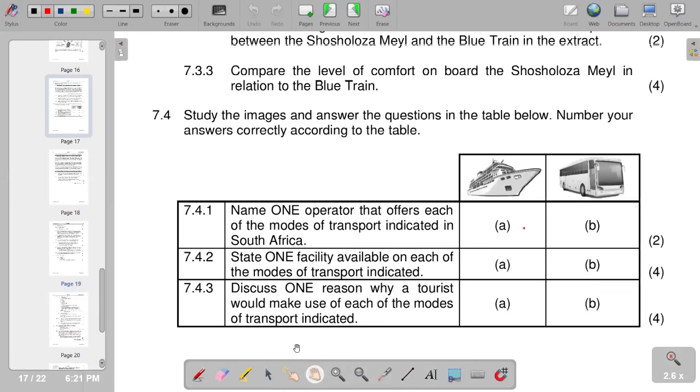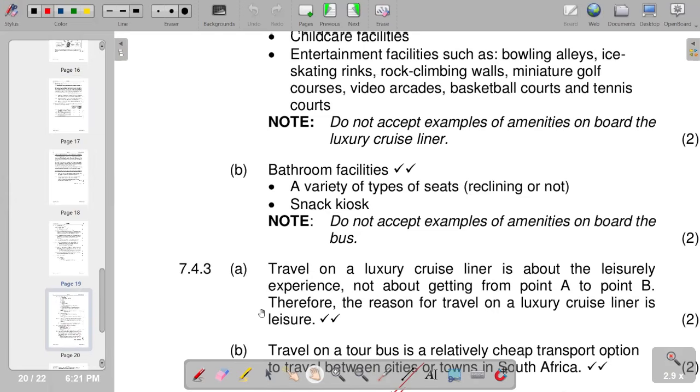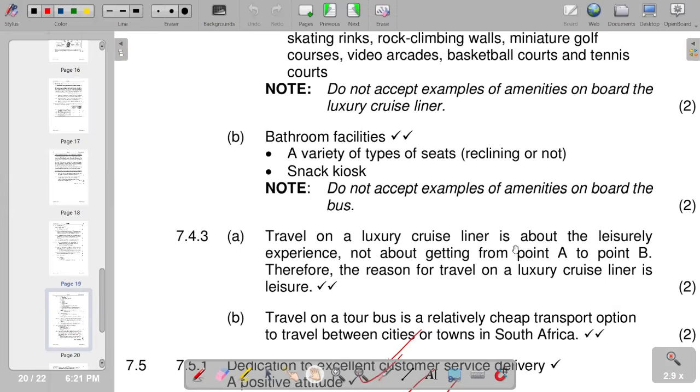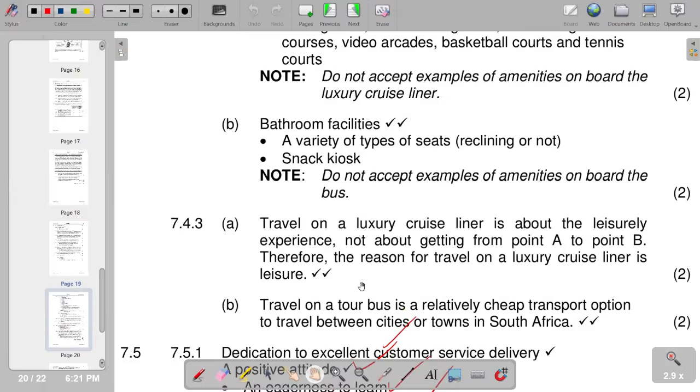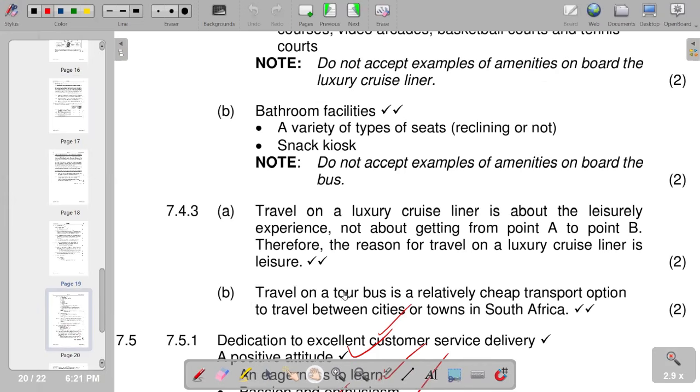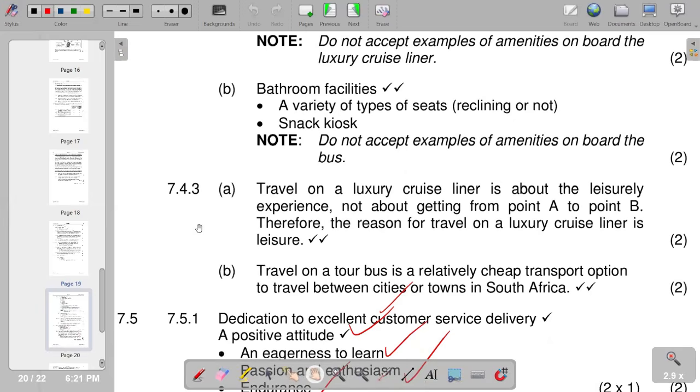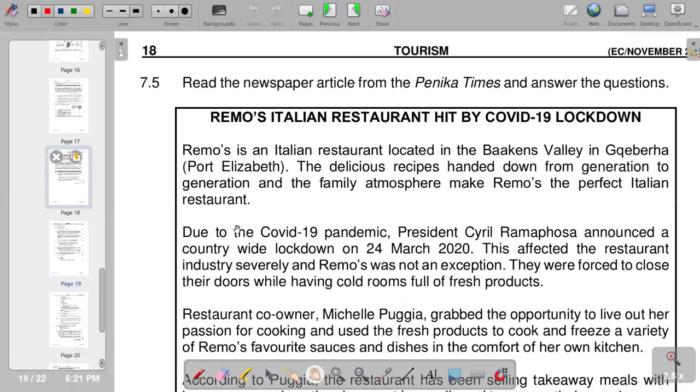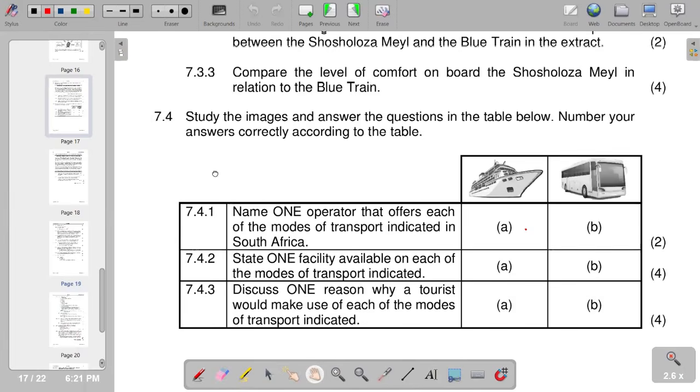Then on the next category, we have to discuss one reason why a tourist would make use of each of the modes of transport indicated. Travel on a luxury cruise liner is about the leisure experience and not about getting from point A to B. Therefore, the reason for travel on a luxury cruise liner is leisure. And then we go to B. Travel on a tour bus is a relatively cheap transport option to travel between cities or towns in South Africa. So those are the reasons behind that. And of course, this is the last part that we have on this page.